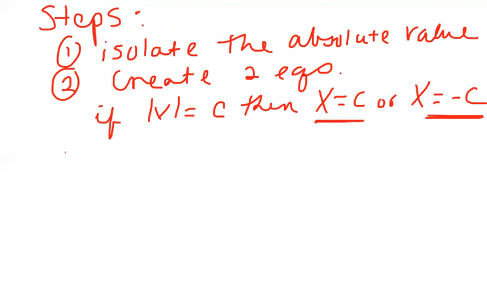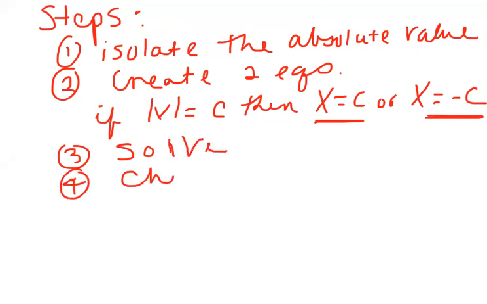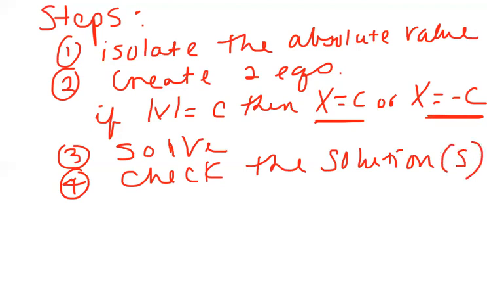The next step is to go ahead and solve. If you want to add a 4th step, it doesn't hurt to check the solutions. Sometimes you will get a solution that will not make the problem true, so you cannot count it as a solution to the absolute value equation. Now, guys, here are some specific examples involving absolute value equations. Let's do about 3 examples and then we'll call it a day, okay?